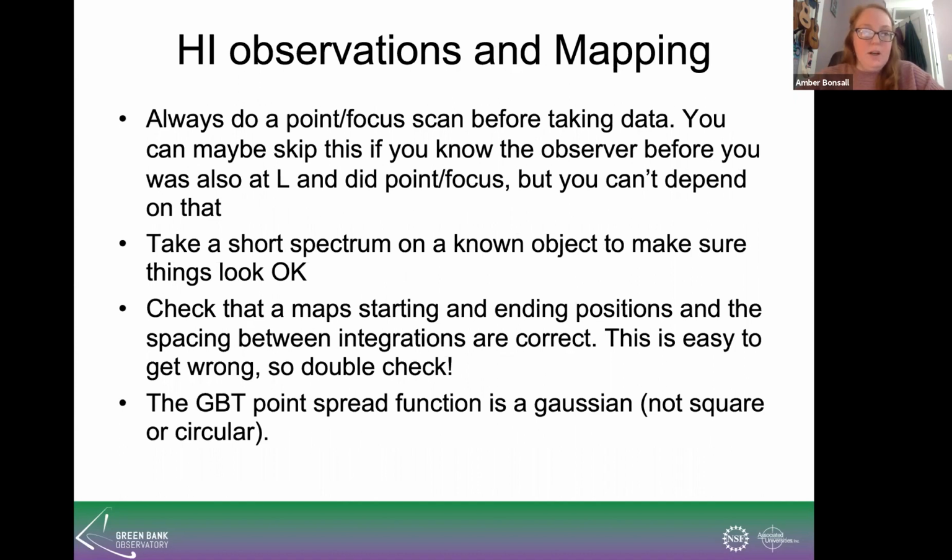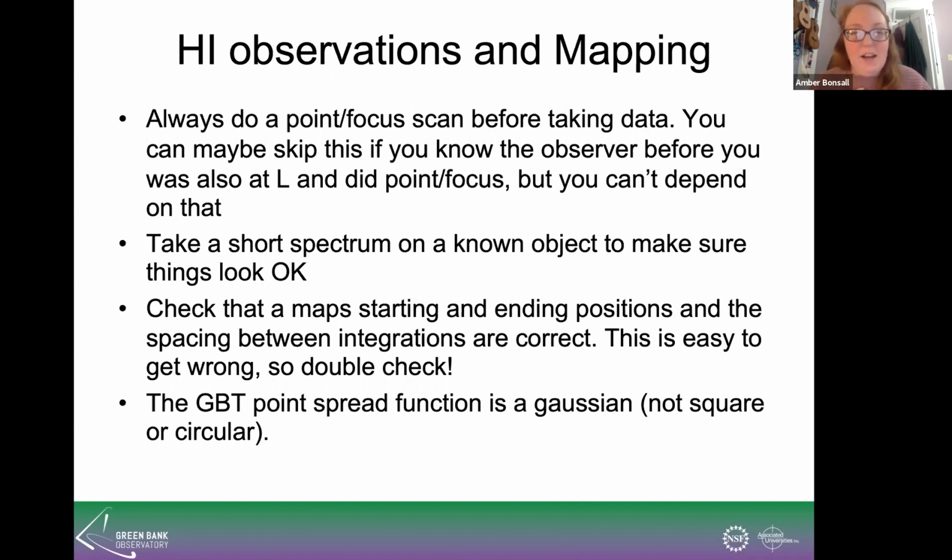So, common issues with H1 observations and mapping. I will say, and there are certain people who will argue with me, that you should always do a point and focus before. Not necessarily because you need to calibrate the data or adjust anything; for L band, most people will say you don't need to, or for pulsars, you don't need to. But I view it as a sanity check more than just getting a correction. There have been a lot of times where you'll be doing a point and focus and we'll notice something is wrong, or somebody will notice, even the operator can notice something is wrong, and they'll catch it before you even start observing.